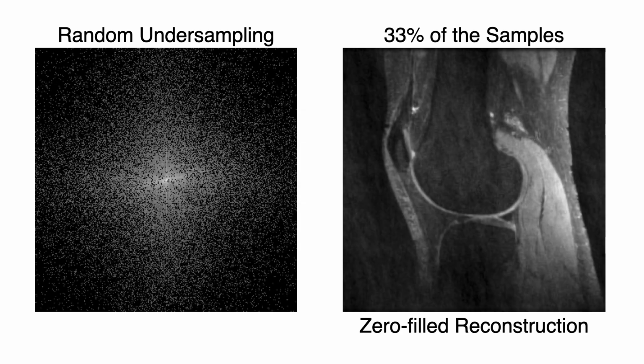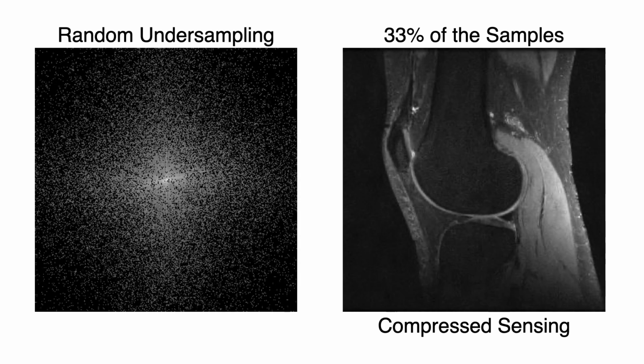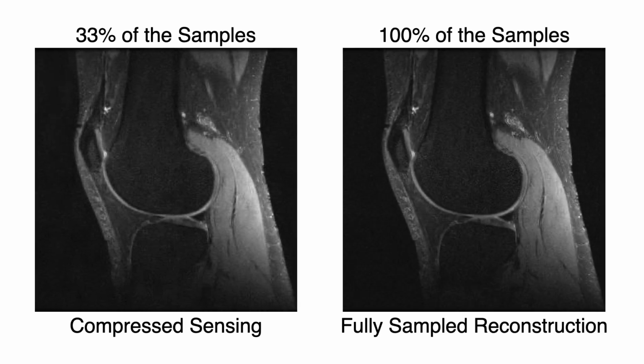Okay, so here's the variable density undersampling pattern for compressed sensing. And here's the zero field reconstruction. So here's the reconstruction if we assume that all the values that we didn't collect are 0. Now I'm going to show you the result of the compressed sensing reconstruction. And you can see it's much better. Many of the errors have been eliminated. And if we compare that to the original fully sampled image, we see that it's very similar. This is a highly diagnostic image. It's not perfect, but it's very good.